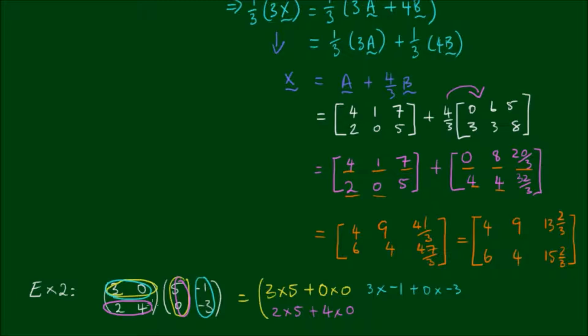And finally we have the product, the dot product of the second row of the first matrix and the second column of the second matrix. So 2 times -1 plus 4 times -3. So evaluating these expressions, 3 times 5 plus 0 is equal to 15. 3 times -1 plus 0 is -3. 2 times 5 plus 0 is equal to 10. 2 times -1 is equal to -2. 4 times -3 is equal to -12. So -2 minus 12 is equal to -14.